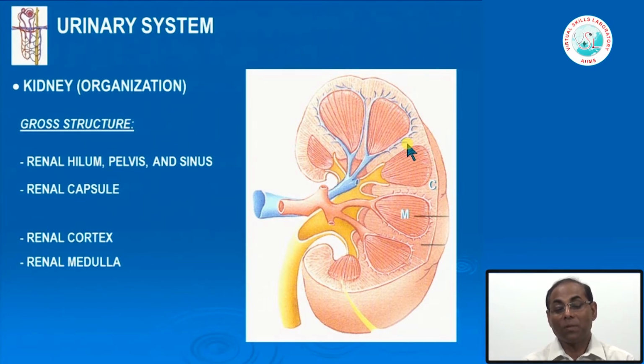But in most chronic diseases, when there is a lot of scar formation and fibrosis, this corticomedullary demarcation becomes blurred. That's why when we do an ultrasound of the kidney, we see the size of the kidney and also the corticomedullary demarcation in the ultrasound cut section.